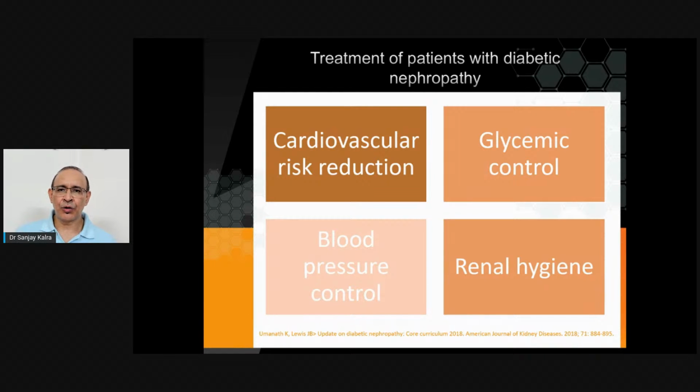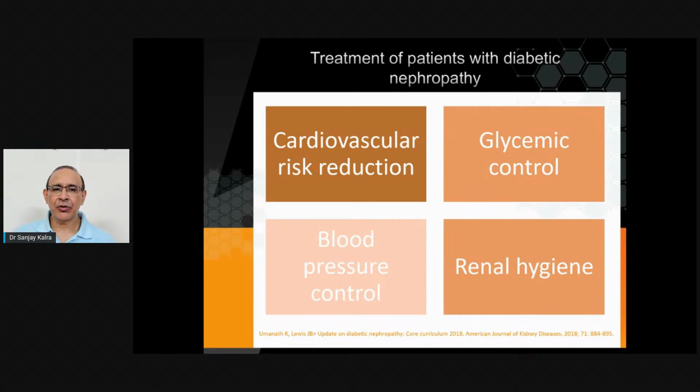Number 1, glucose control in a patient with diabetic nephropathy. Ensure good glucose control, avoid hypoglycemia. As much as is possible, if the EGFR is more than 30, use SGLT2 inhibitors. Number 2, along with glucose control, we need blood pressure control. Bring the BP to target. 130/80 would be a good target for most patients. As much as possible, use ACE inhibitor or ARB.